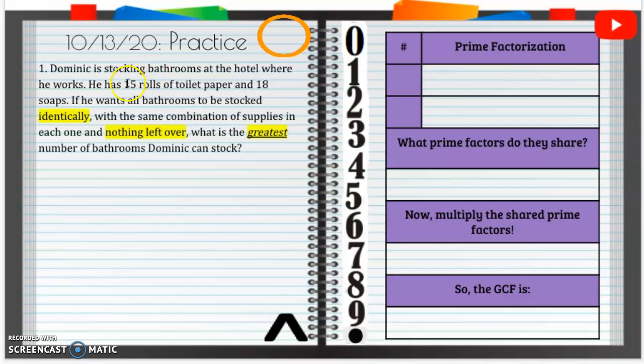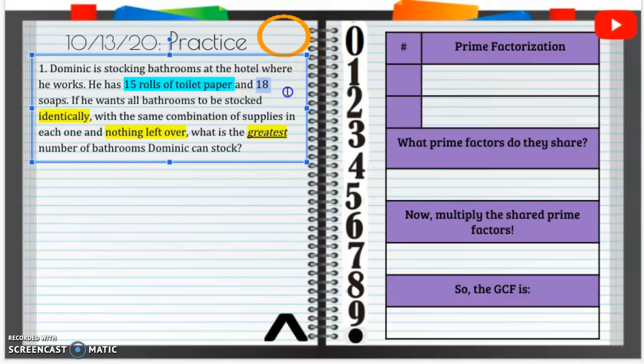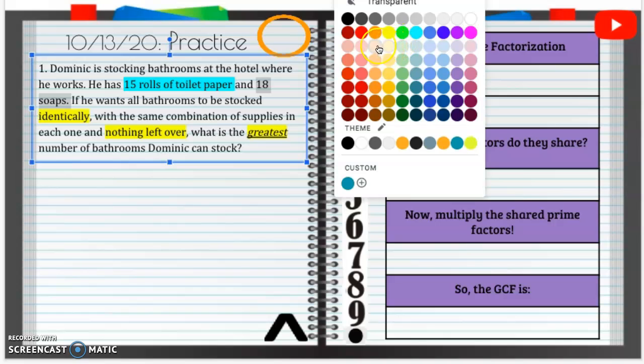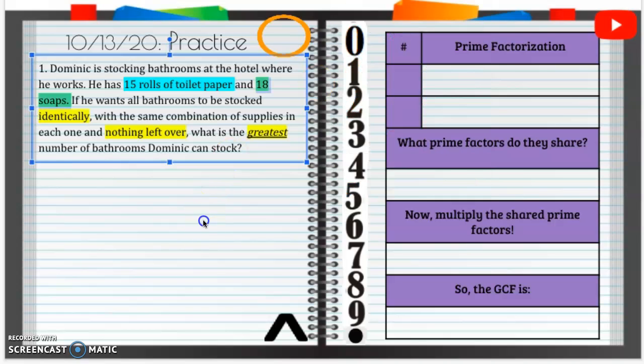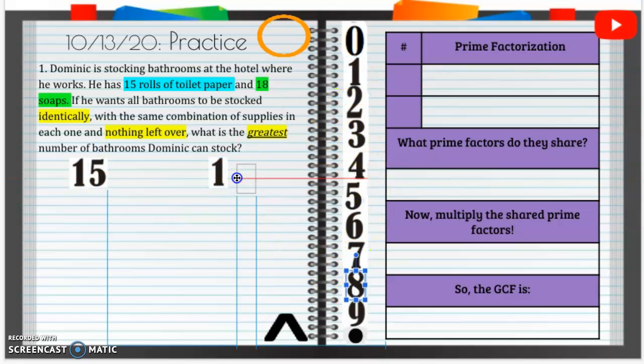But now what are we going to find the greatest common factor of? Well, 15 rolls of toilet paper he has. And then he has 18 soaps. Let's do green. All right, so we're going to find our GCF, or greatest common factor, of 15 and 18. So we're going to have 15, and then we'll have 18. So let's find our greatest common factor.